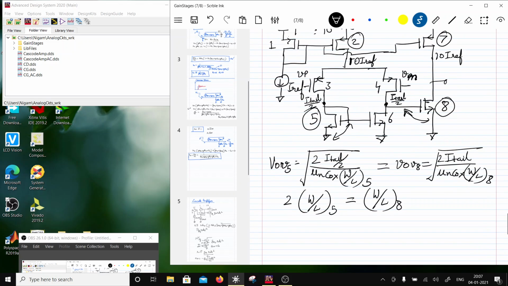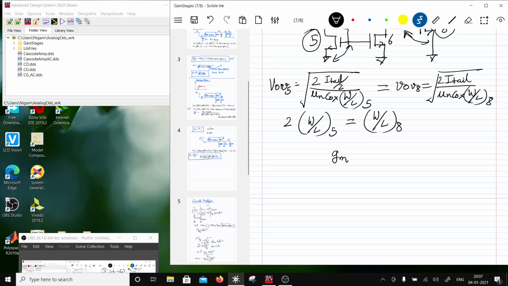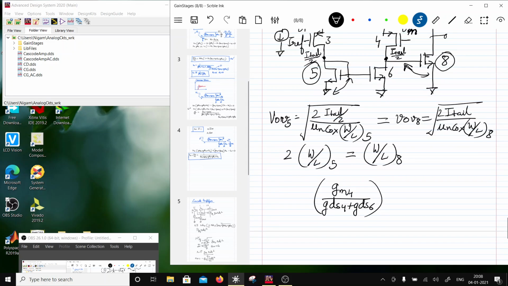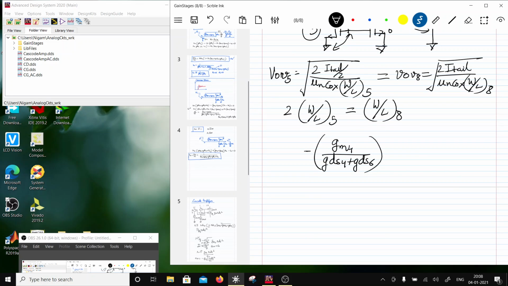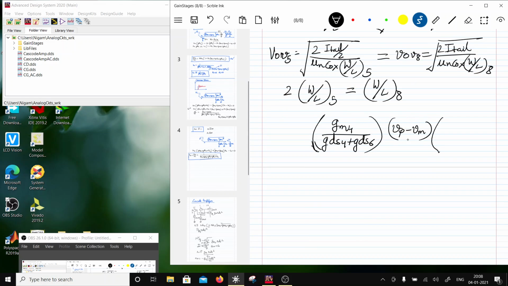Now what is the gain of this stage? The gain of the differential amplifier is GM4 divided by GDS4 plus GDS6. If I put a plus sign here, it is for VP minus VM, and that is the differential input. The additional gain which comes here will be because of transistor 8 as a common source, so its gain would be GM8 divided by GDS7 plus GDS8.